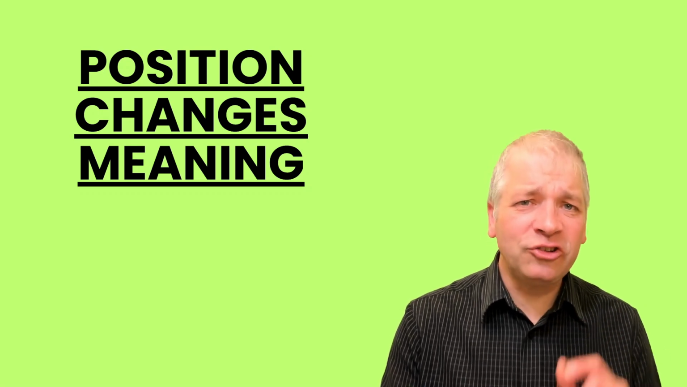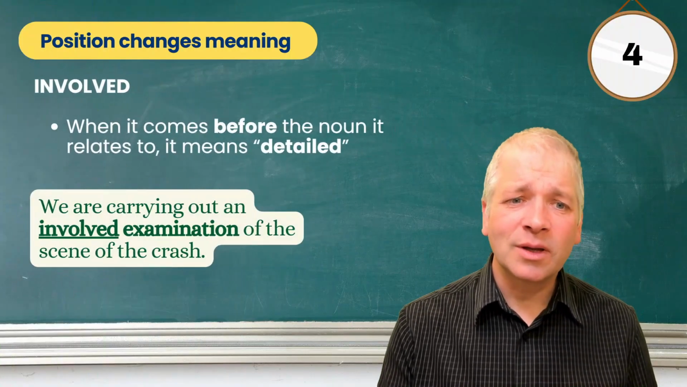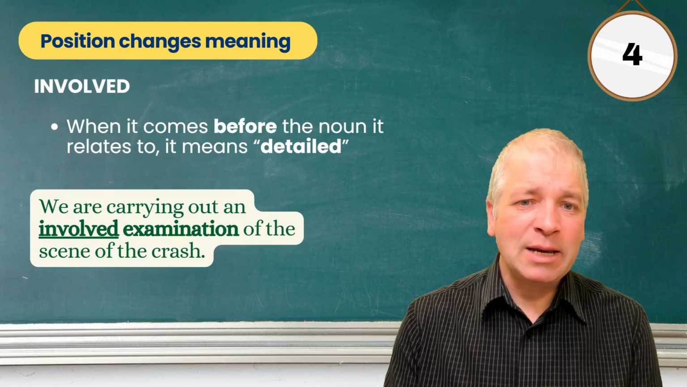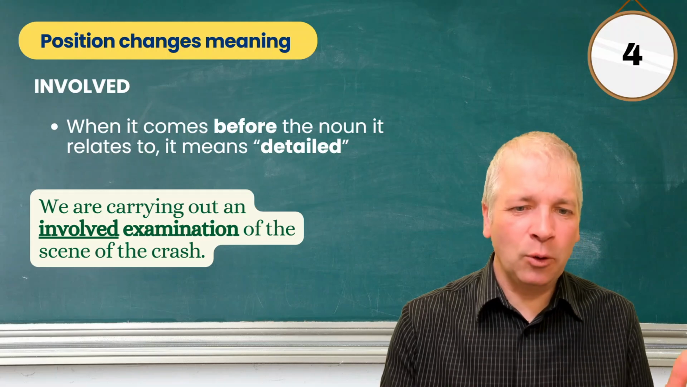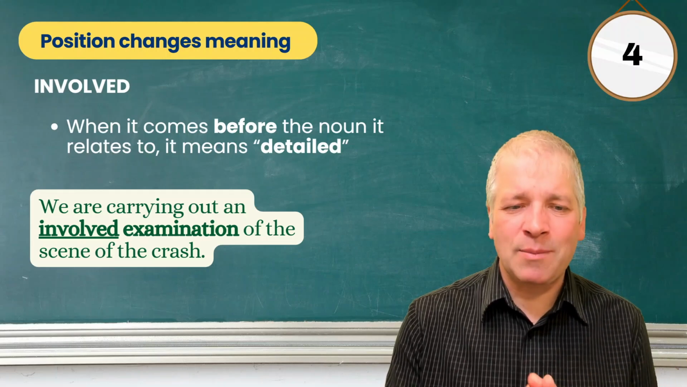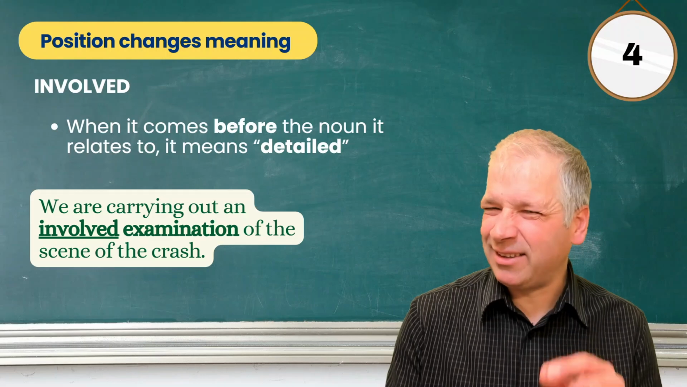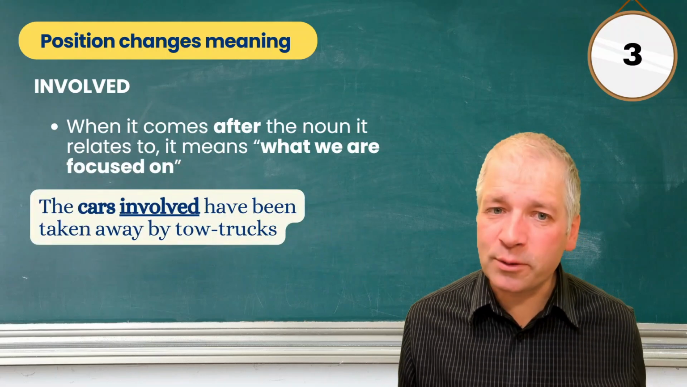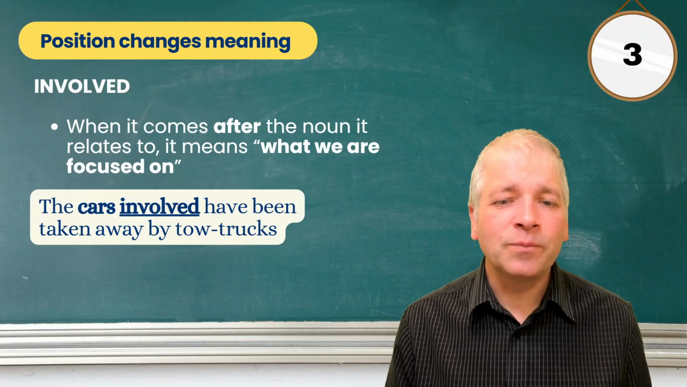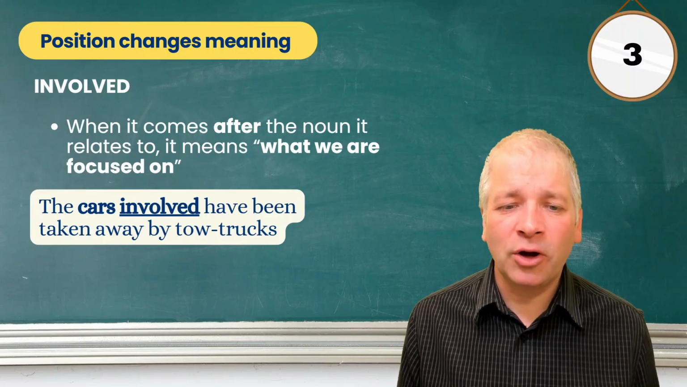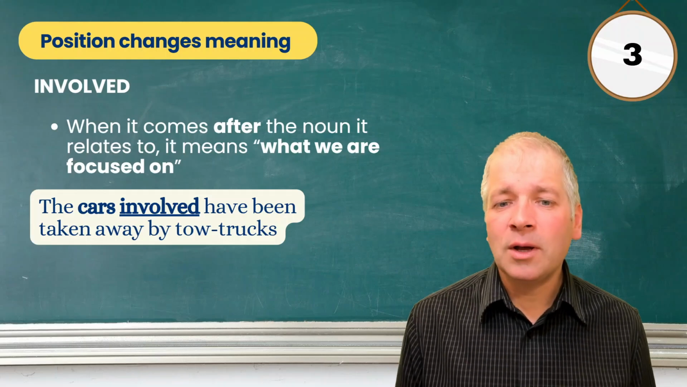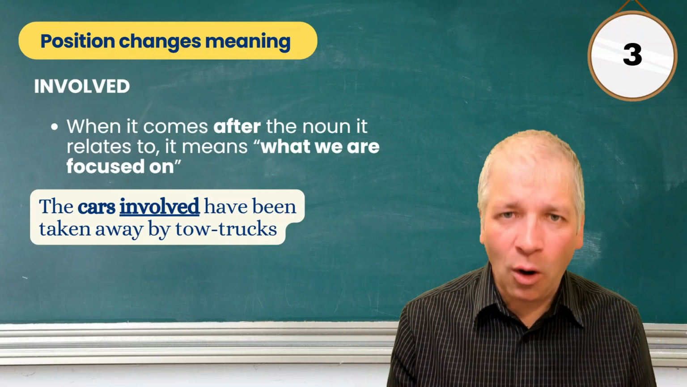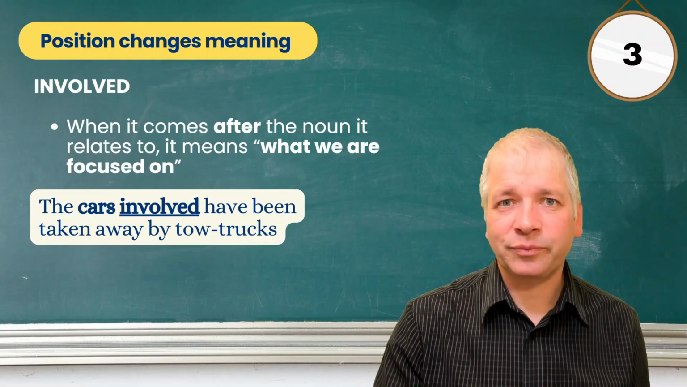Finally, position changes meaning. With the word involved, when it comes before the noun it relates to, it means detailed. For example, we are carrying out an involved examination of the scene of the crash. This is a detailed examination. But if it comes after the noun, it means what we are focused on. The cars involved have been taken away by tow trucks. So the cars involved means the cars which were part of this accident.